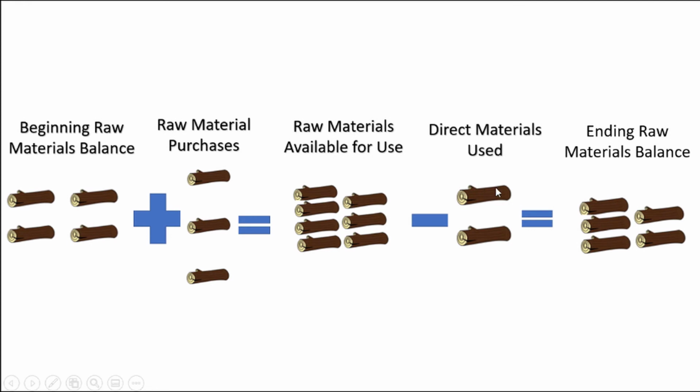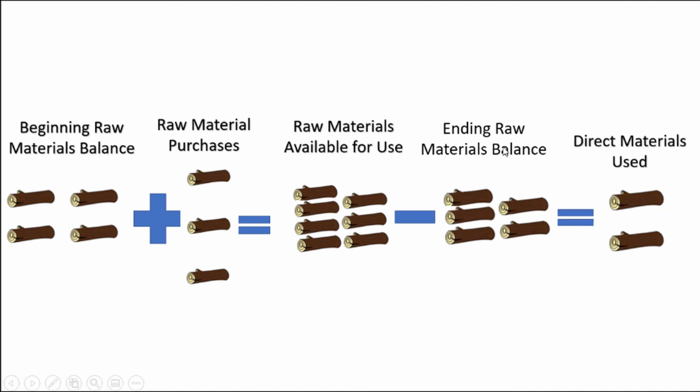Now, since we're solving for the direct materials used, it makes sense to put those on the right-hand side of the equation. So we can algebraically just switch these two around, and then we'll be left with ending raw materials balance right here, and then the direct materials used over here.